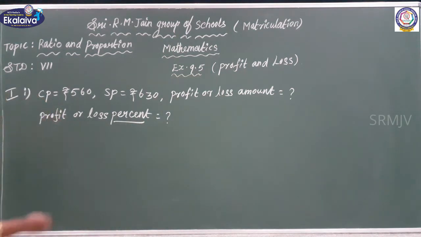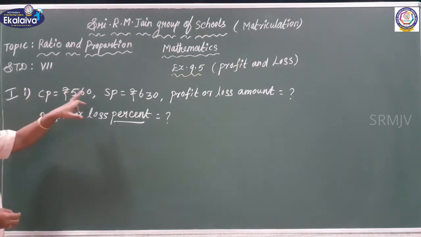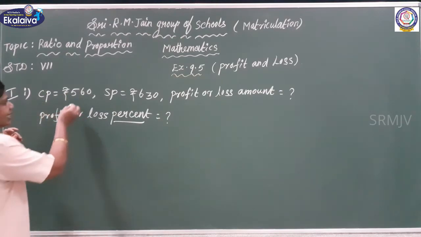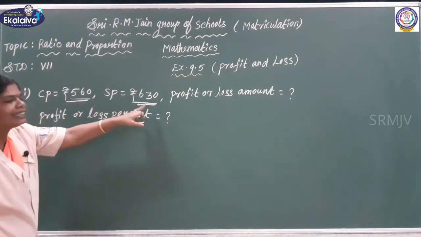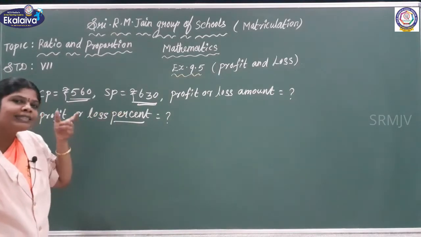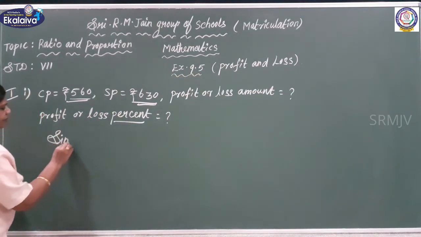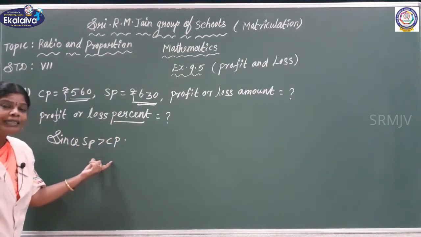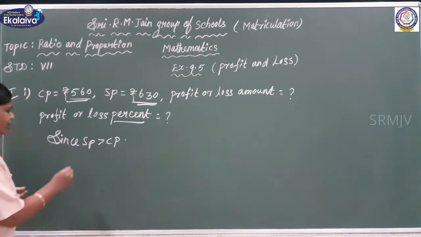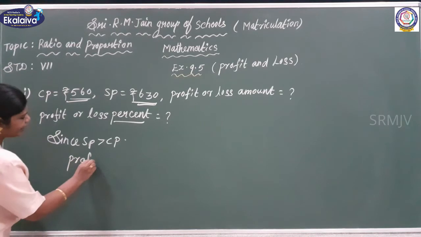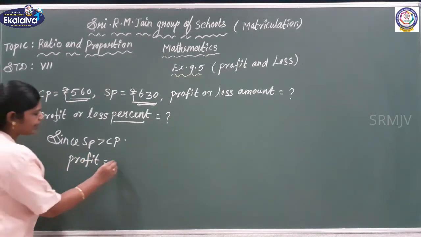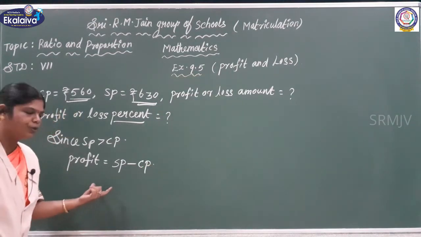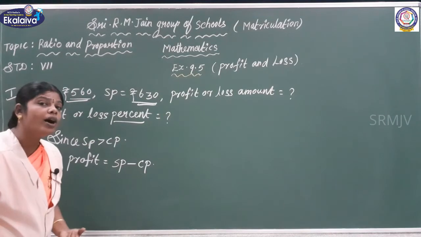Okay, children. First, we need to compare the cost price and selling price. Cost price is 560 and selling price is 630. Which is greater, children? Selling price is greater. Since the selling price is greater than the cost price, we will get profit. So we need to use the profit formula. Profit equals selling price minus cost price.